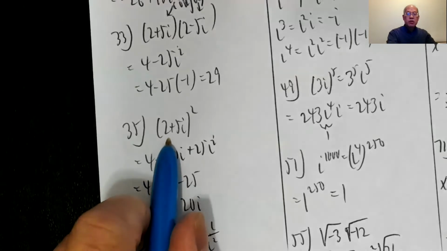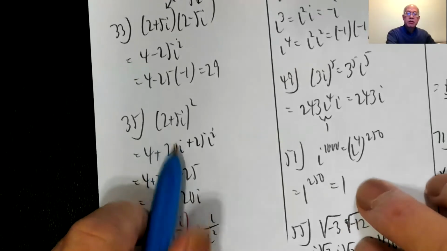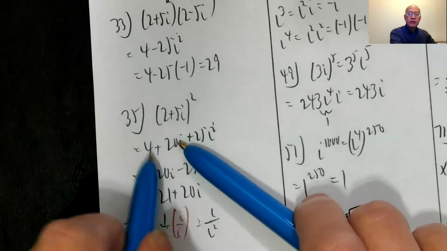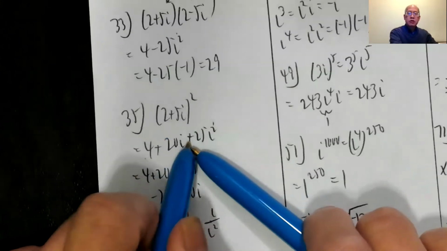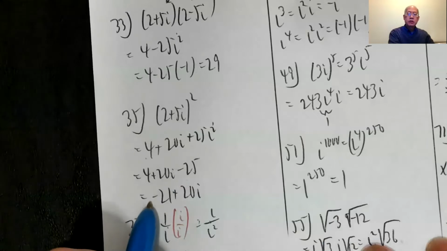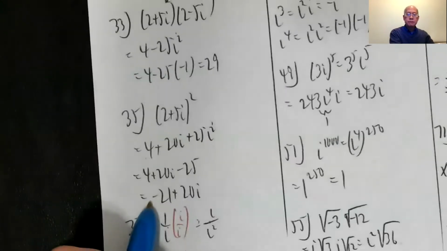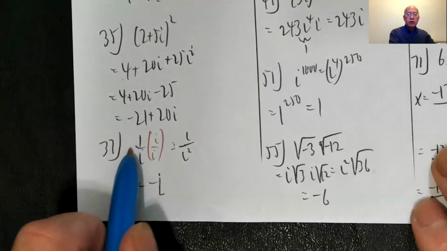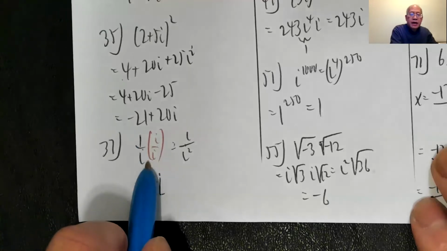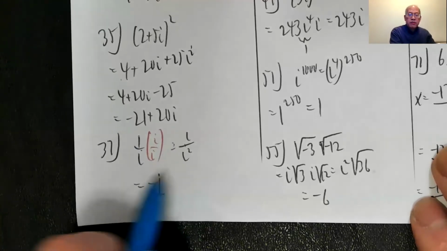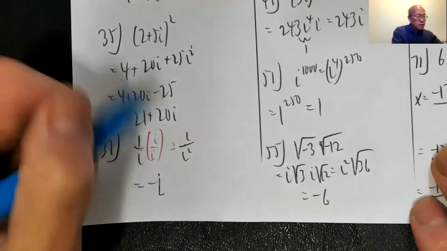2 plus 5i squared, that's like a plus b squared. a squared, 4, plus 2ab, 2 times 2 times 5i is 20i, plus b squared, 25i squared. i squared is -1, change that to -25. So -21 plus 20i. Okay, rationalize the denominator of 1 over i, multiply top and bottom by i. That's i over i squared. i squared is a -1, so we just have -i left over.